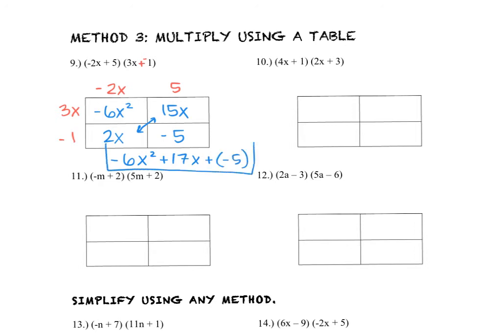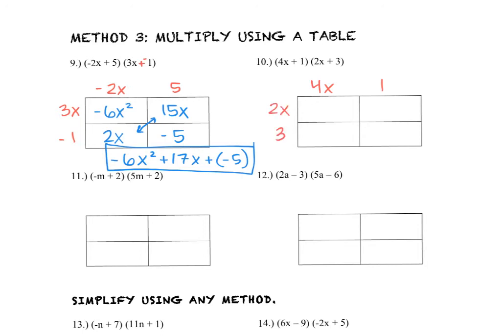Again, I want it to be in standard form, so everything that can be combined should be, and I want to also make sure that the exponents go from greatest to least. All right, let me show you another one this way. So along the top, I'm going to put here 4x and 1. Along the side, 2x and 3.